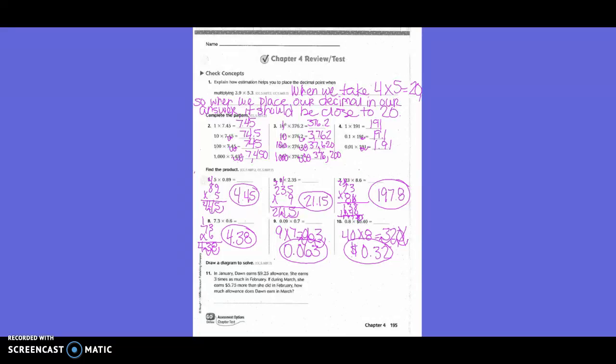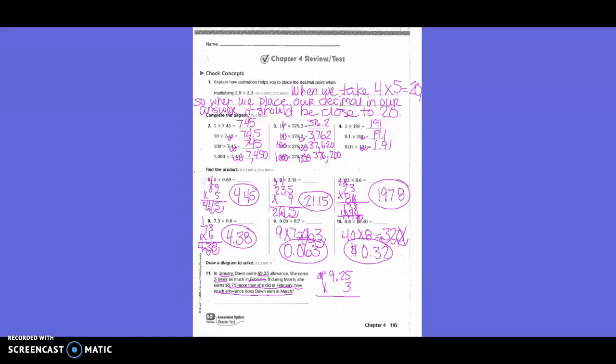So let's go ahead and underline our information. So January, she earns $9.25. And then, well, she earns 3 times as much in February, okay? So February, 3 times as much. If during March she earns $5.75 more than she did in February, how much allowance does Dawn earn in March? Okay, so what's going to be our first step, guys? $9.25 times 3. Okay, $9.25 times 3.